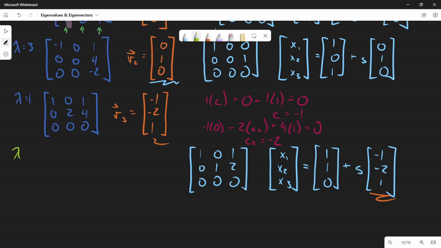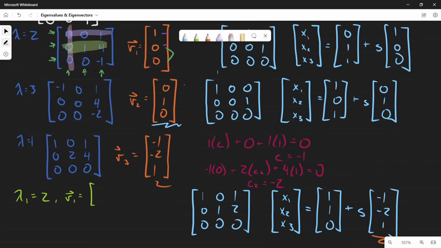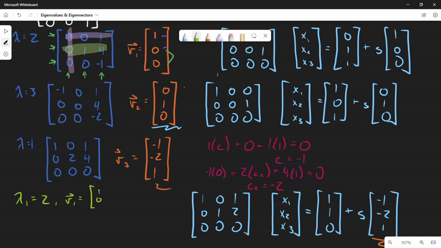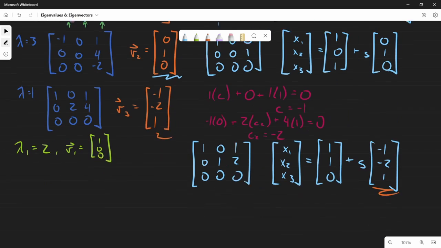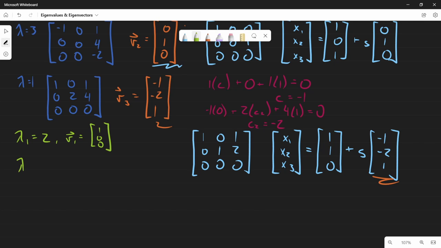lambda 1 is going to equal 2 with the eigenvector 1 0 0. And then the second eigenvalue, lambda 2, which is equal to 3, with the corresponding eigenvector equaling 0 1 0. And then lastly, the third eigenvalue, which is equal to 1, with the corresponding eigenvector being -1 -2 1.